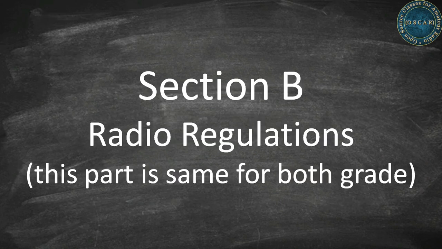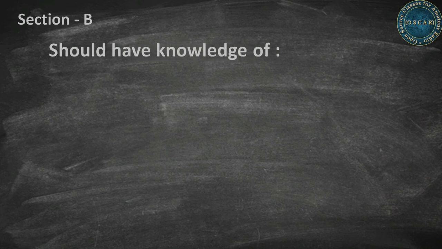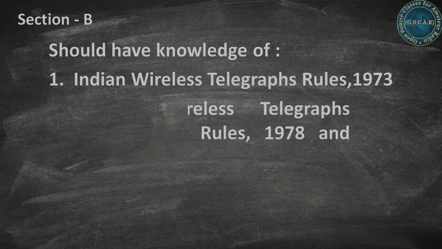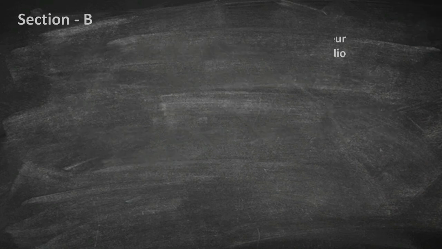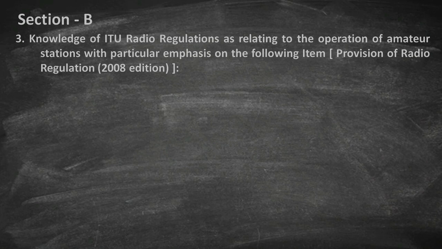Section B. You should have the knowledge of Indian Wireless Telegraph Rules 1973. The Indian Wireless Telegraph Rules 1973 and amendments specially focused on amateur service. And you should also have knowledge about ITU, International Telecommunication Union, radio regulations as relating to the operation of amateur stations with particular emphasis on the following items.